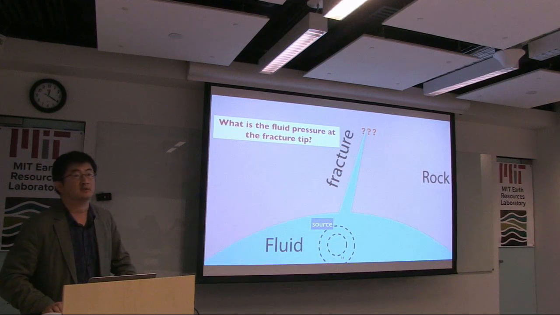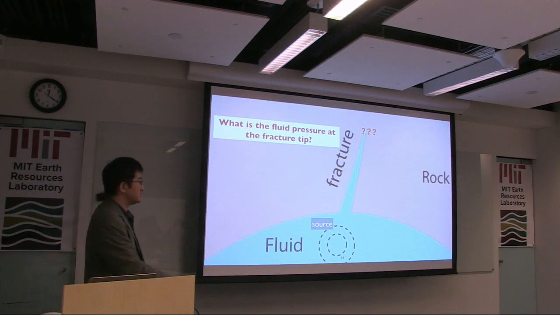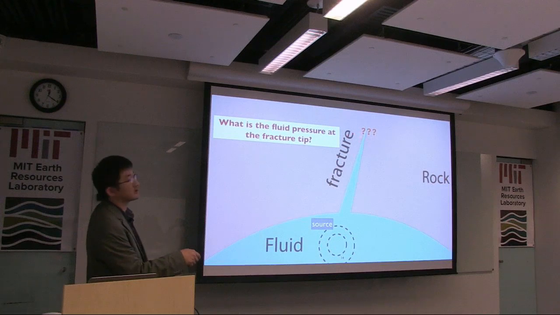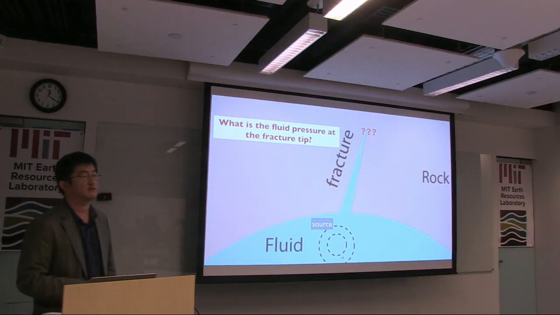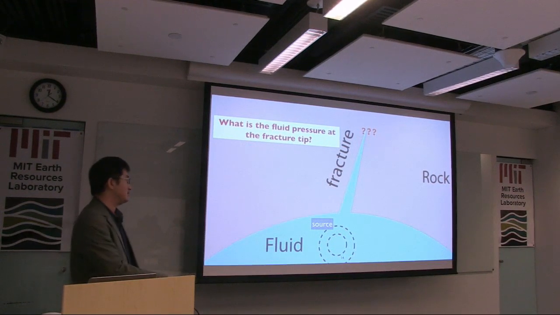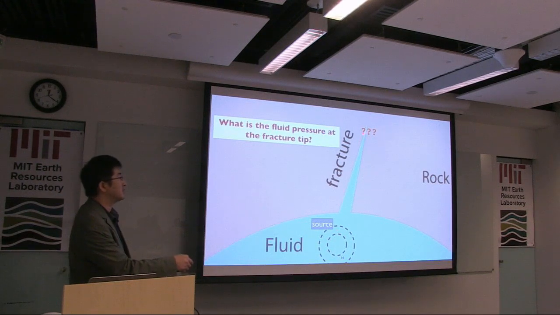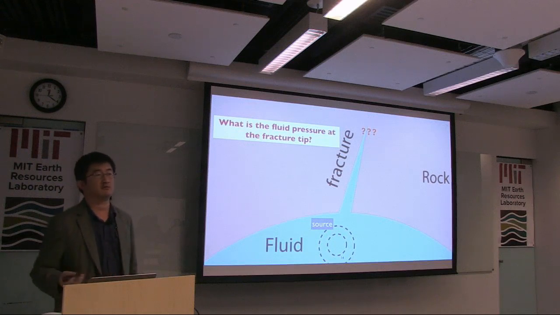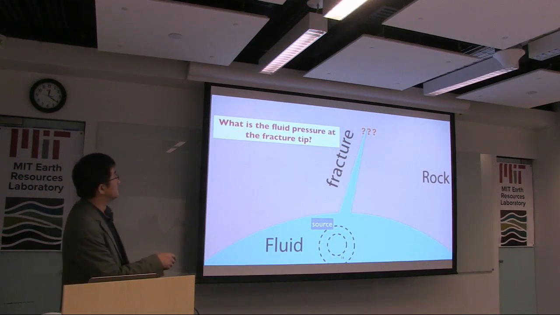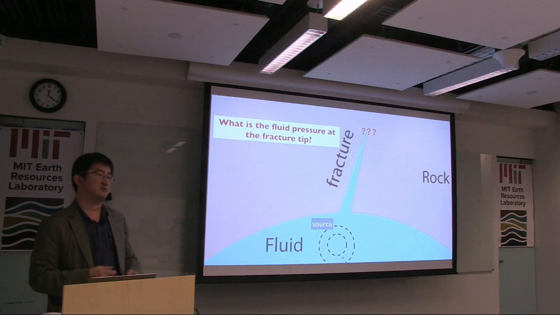Then we ask one question. The question is, if there is a perturbation here in the fluid, or maybe in the solid as well. So for now let's consider there's a pressure disturbance in the fluid, and what is the fluid pressure at the fracture tip? Okay, so if it's zero frequency, if you have 1 Pascal fluid pressure change at the tip, it should be 1 Pascal. So they have to be equal. But when you have a dynamic wave, this may be different.